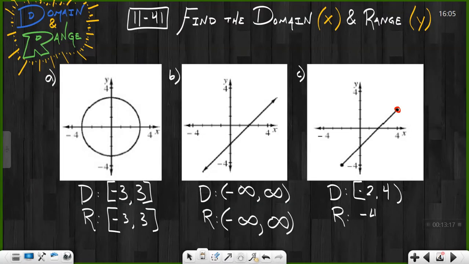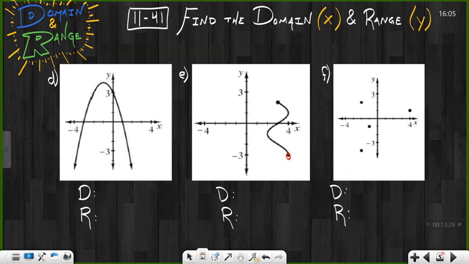All right, let's do our next one here. I'm going to do my range now, so I'm going to start at the bottom and move my way to the top. First thing I hit, closed point there at -4. And last thing I hit is open point there at +2. So I'm going from -4 all the way up to +2. Again, it's closed at -4 because it was a solid point, and open at +2 there because it was an open point.